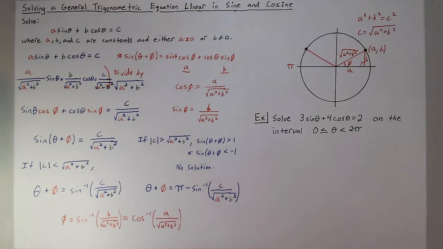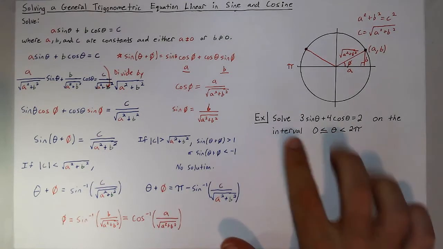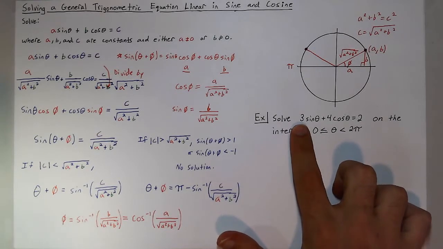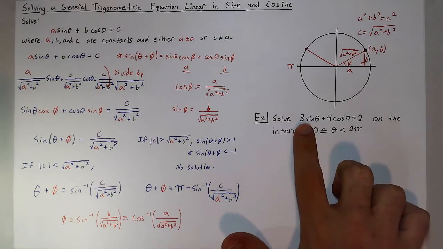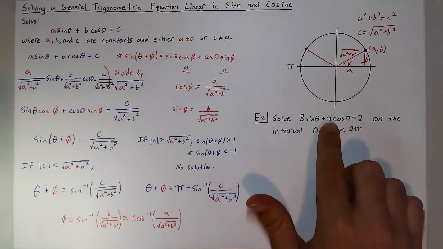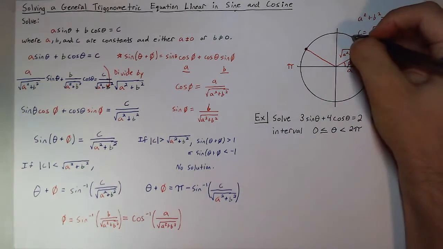Now let's put this into practice and see what this looks like. So here I have 3 sine of theta plus 4 cosine of theta. Well, I'm going to find that point where x is 3 and y is 4, which should be somewhere up here.